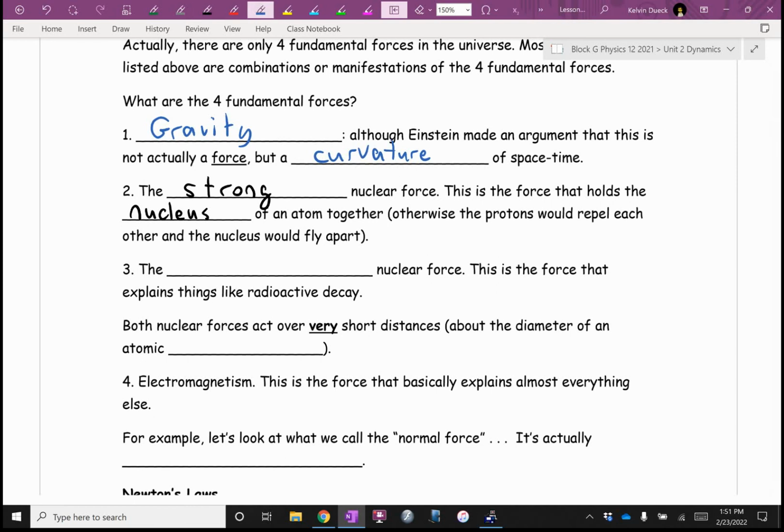You know what? Not only is there a strong nuclear force, but there is a weak nuclear force. The weak nuclear force helps explain things like radioactive decay. Both nuclear forces, strong and weak, act only over very, very short distances, about the diameter of an atomic nucleus. In one way, none of you have ever felt the strong force or the weak force, except since you're all made of atoms, of course you have, because if the strong force and weak force weren't there, nuclei couldn't stay together, atoms would not be atoms.